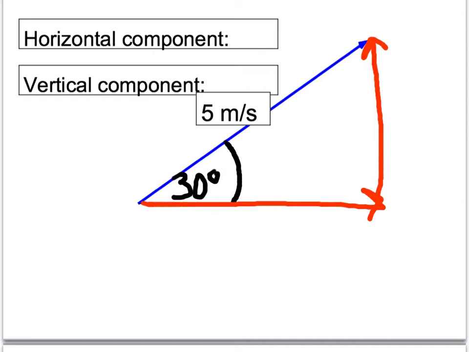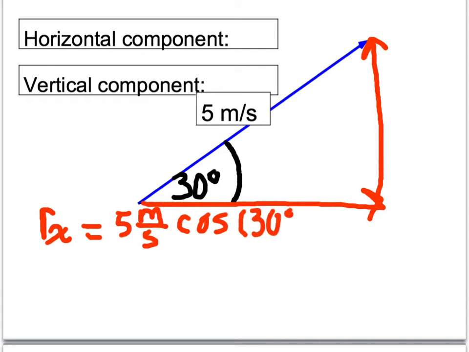So, to find its horizontal, or x, component, and I'm just going to call it Rx for convenience, that would be 5 meters per second times the cosine of 30 degrees. And if I grab a calculator and do that, 5 cosine 30 degrees, I get 4.33, and this will keep the same units as the original vector, meters per second.